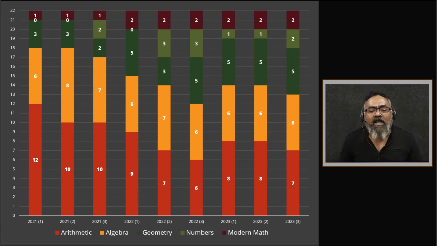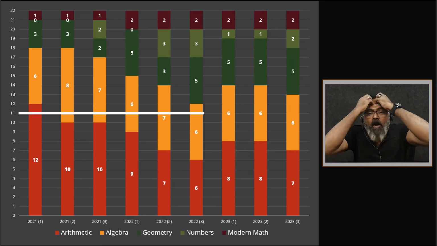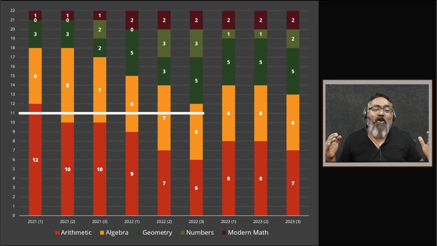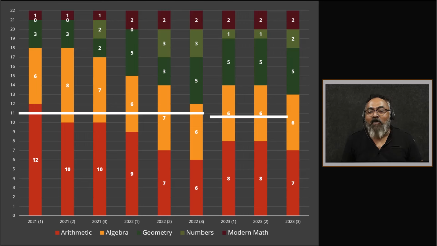So in 21 and 22, the 99th percentile was about 11 questions. Where is it falling? I don't have to touch numbers. I don't have to touch geometry. I don't have to touch modern math if I can solve all the arithmetic questions. And a little bit of algebra. Life will be good. What is the story in 2023? That's the story in 2023.